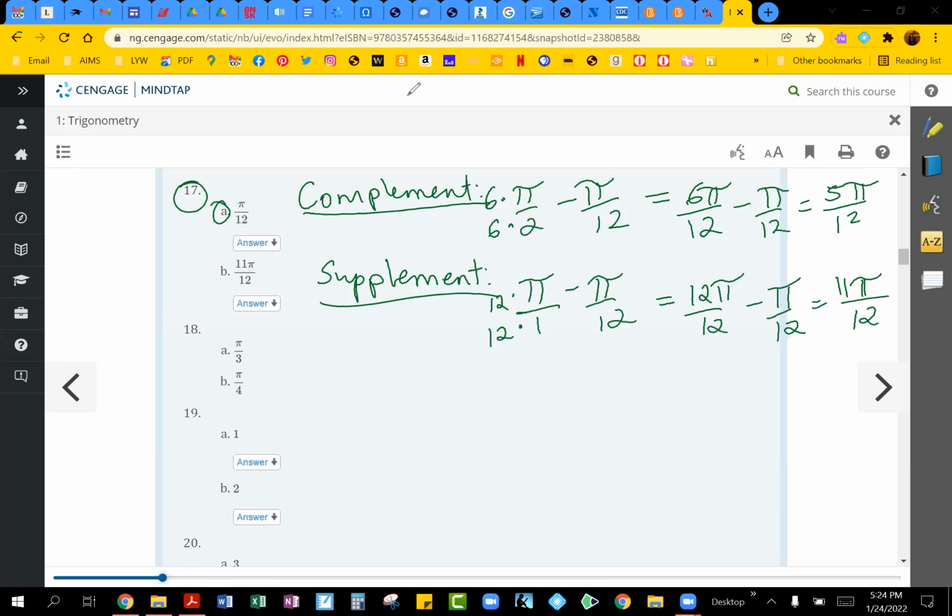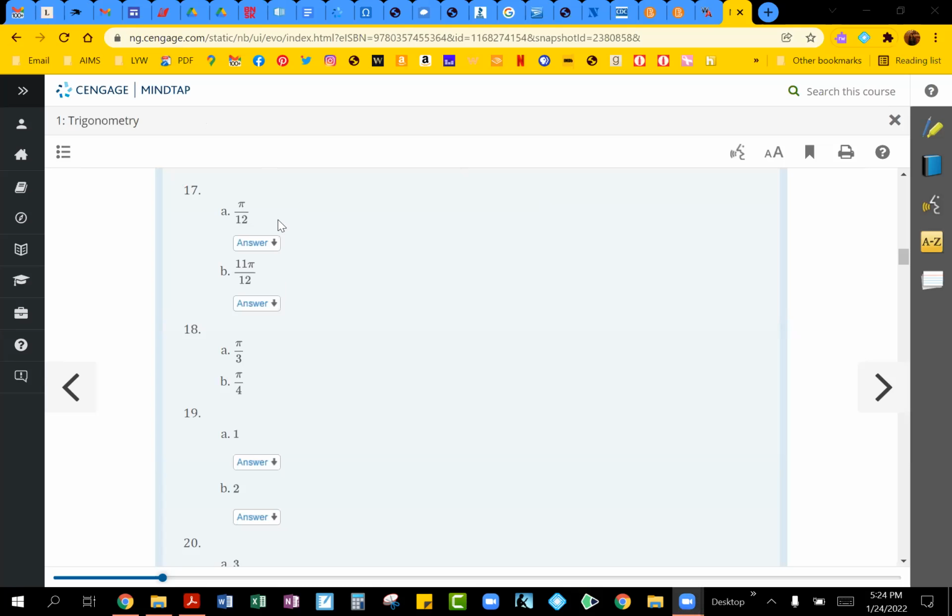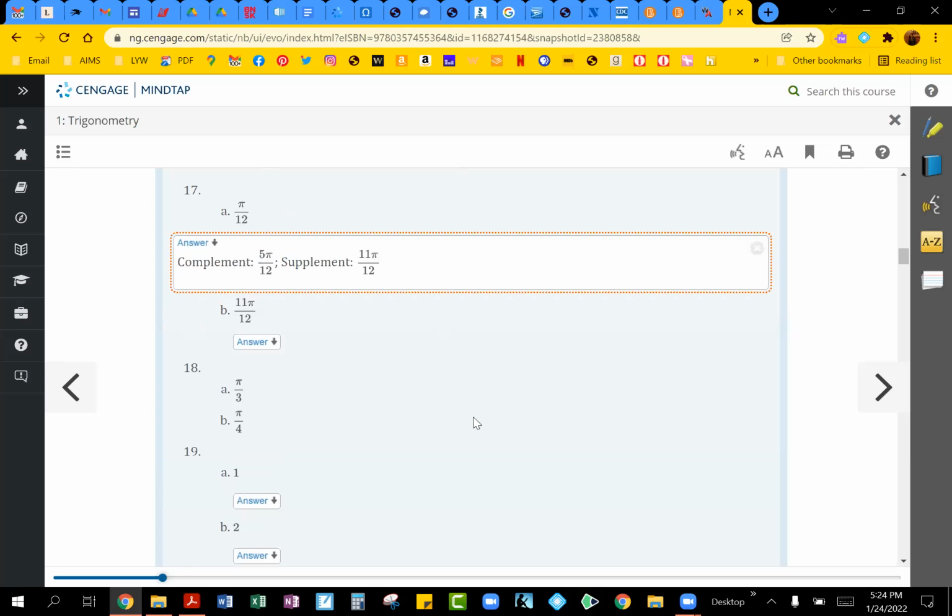So just figure out if your angle is going to be larger than 90 degrees or 180 degrees. If that's the case, then the complement and supplement may not be available. But if it's a small enough angle, then you should be able to find both of them. So I'm going to go ahead and clear this out, and you can check your answer over here. So 5 pi over 12, 11 pi over 12, as we expected.